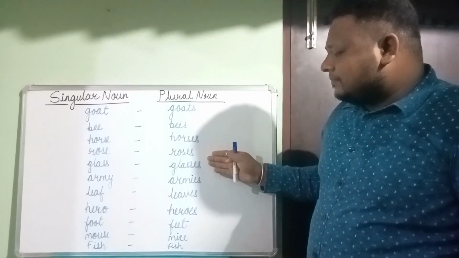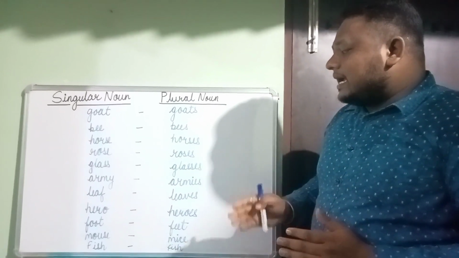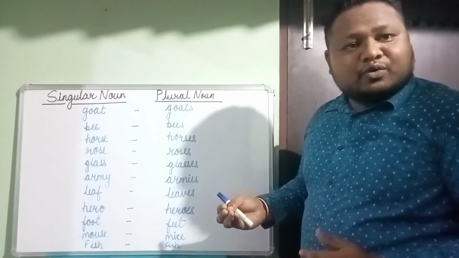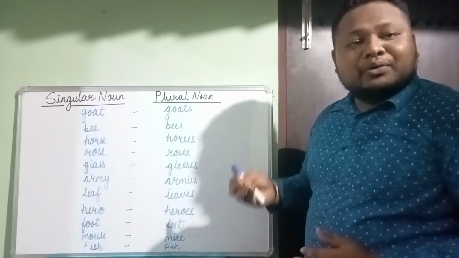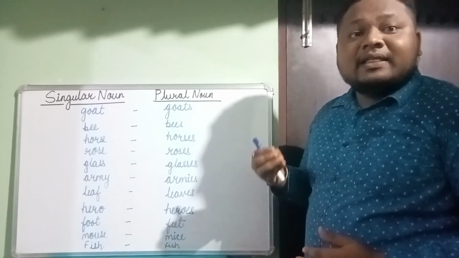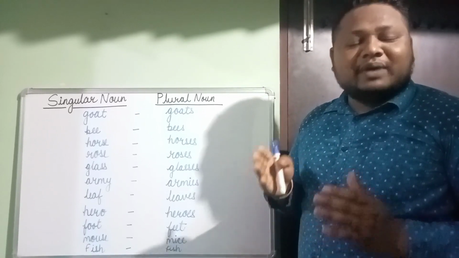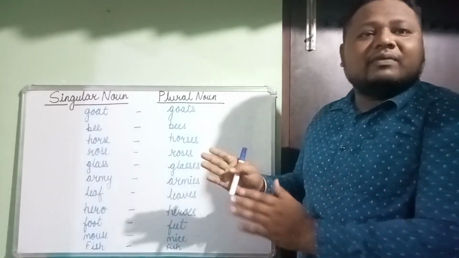at the end. Alright? But in some cases, we saw that there is some different rule followed for making plural of the singular forms. Now let us see what are the different rules for making singular and their plural forms.